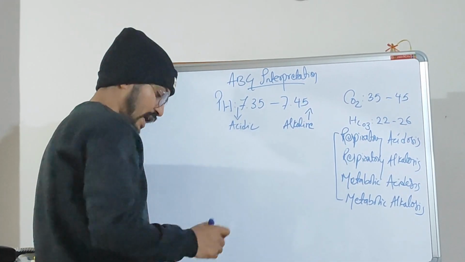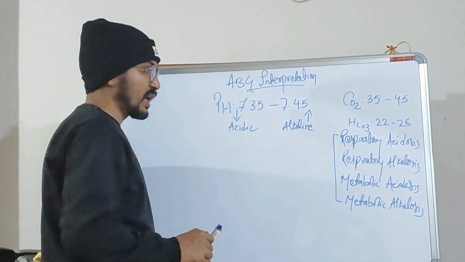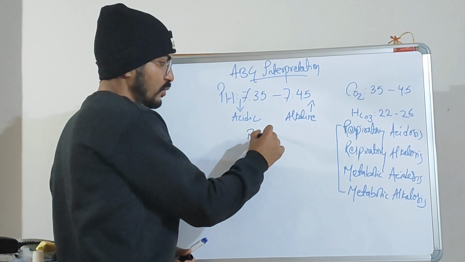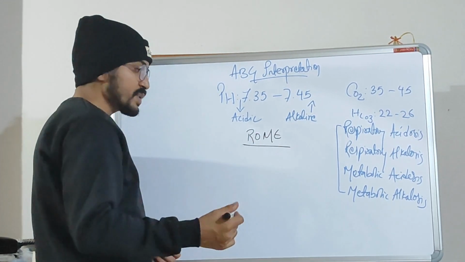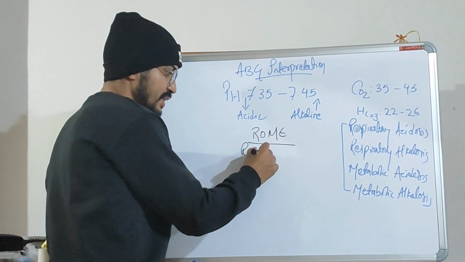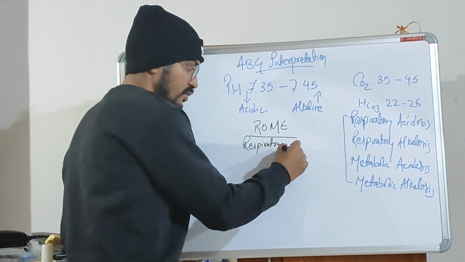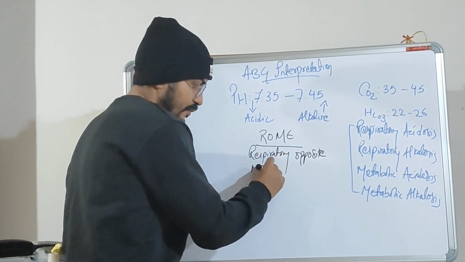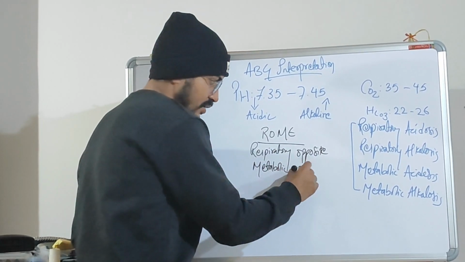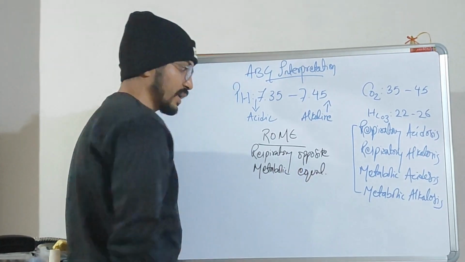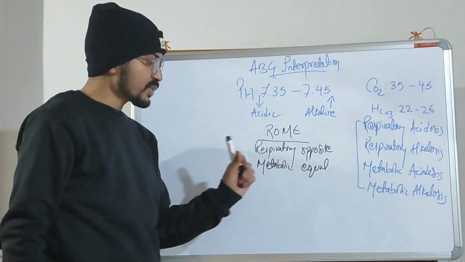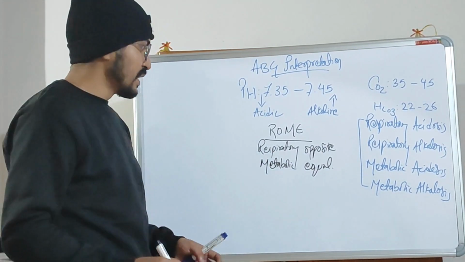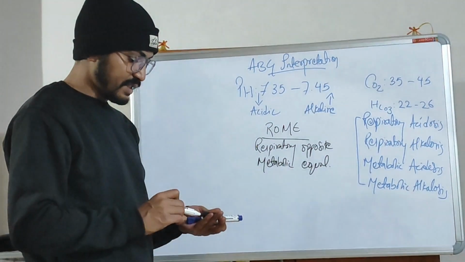To frame these four diagnoses, one important formula you need to know to interpret an ABG is ROME. R-O-M-E, ROME. ROME simply means respiratory is always opposite, and metabolic is always equal. You may be confused about what this means, so we'll work it out.